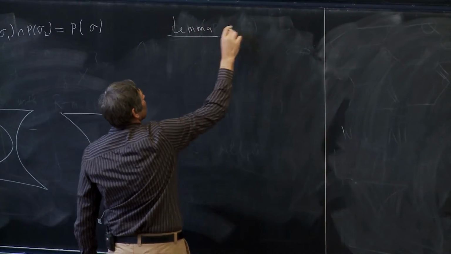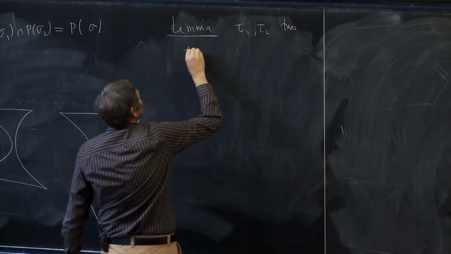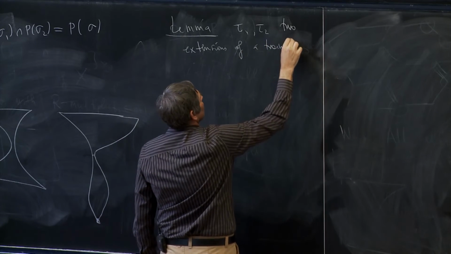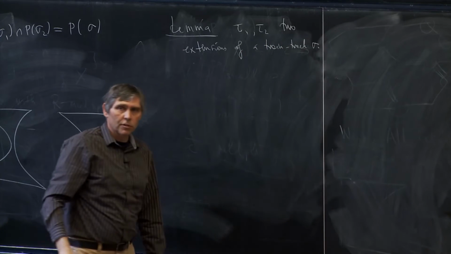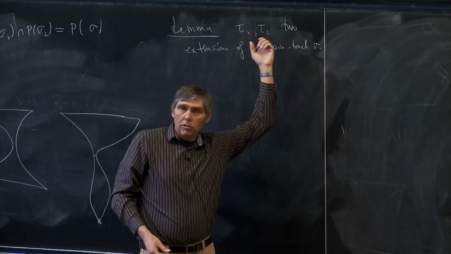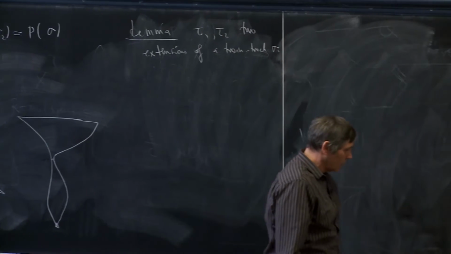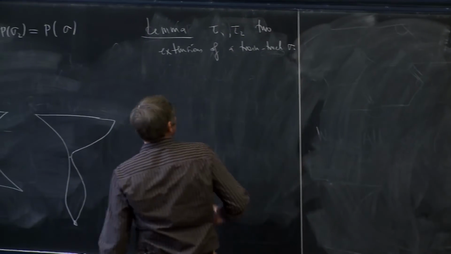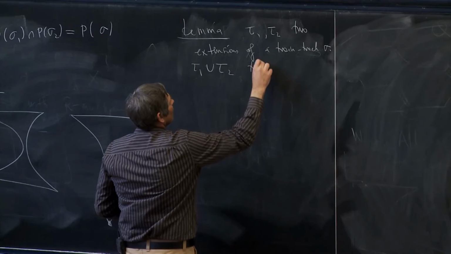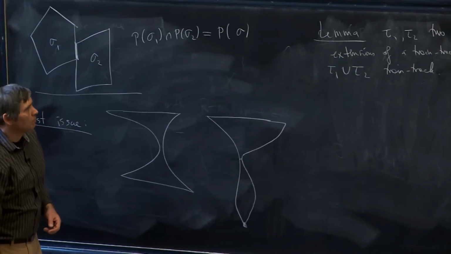So tau 1 and tau 2 are two extensions of a train track sigma, right? So you imagine starting with the train track sigma and then adding some branches, some edges to that train track to get these larger train tracks. We'll also assume here that the edges of tau 1 and tau 2 don't intersect transversely. In other words, the union tau 1 union tau 2 is a train track. Although it turns out we need a slightly more general statement.